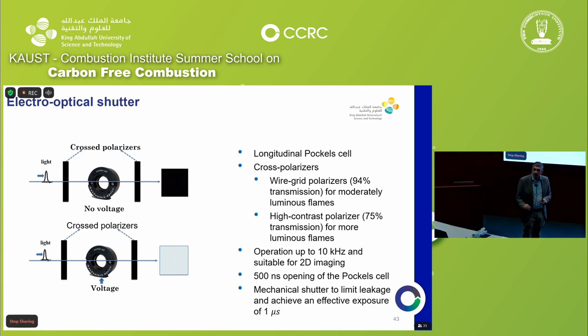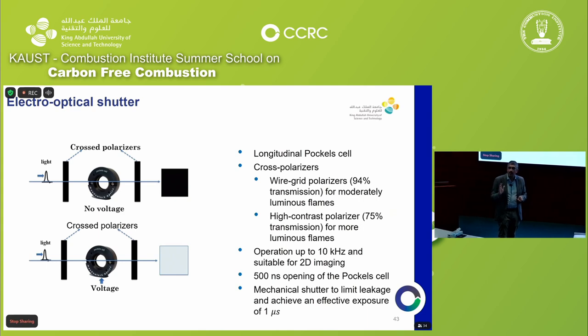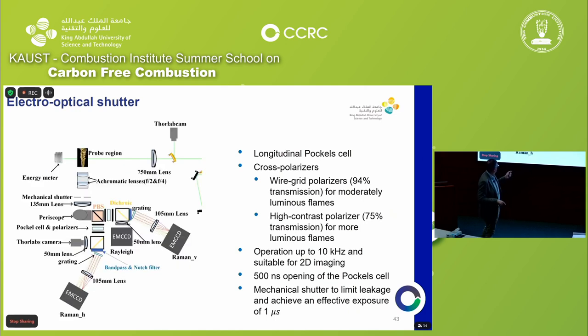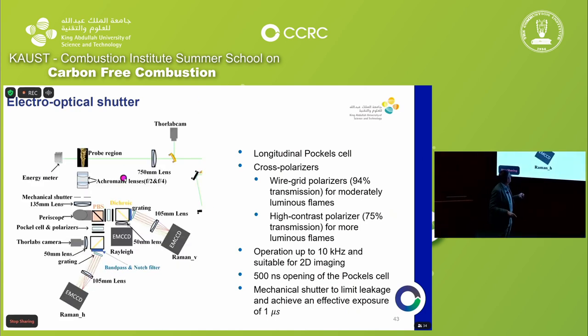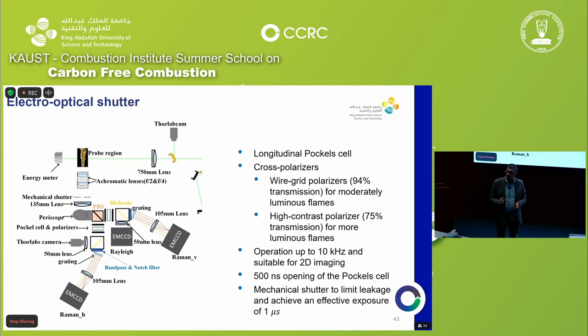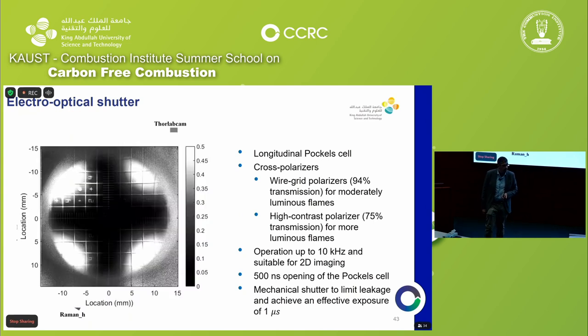There's some caveat: the cross polarizers are never perfect. Some light will leak through, so you also better add a rotating wheel so that you go down to about 1 microsecond exposure time. And this is as fast as we need for these very bright ammonia flames.